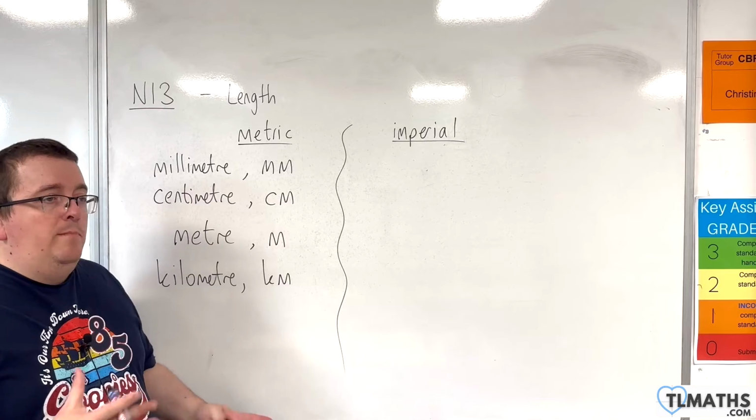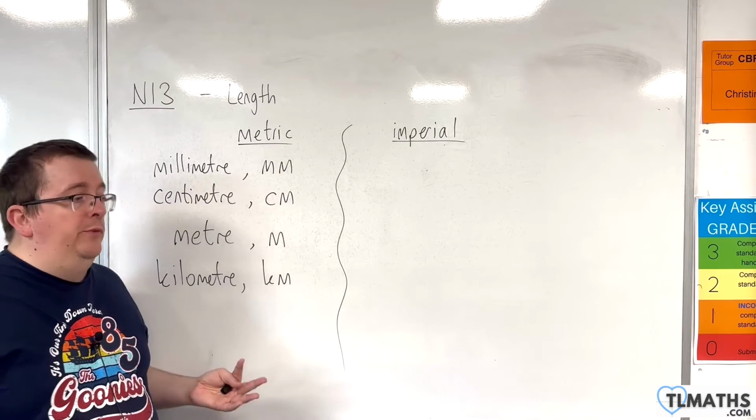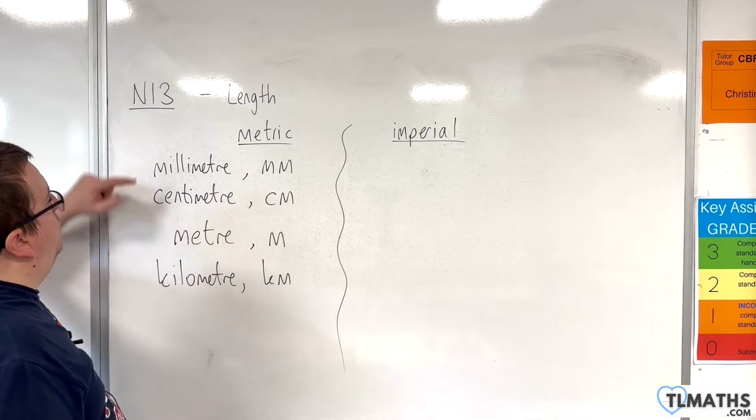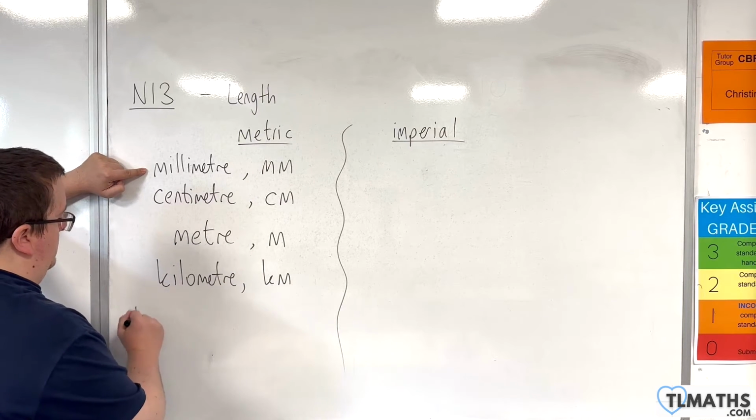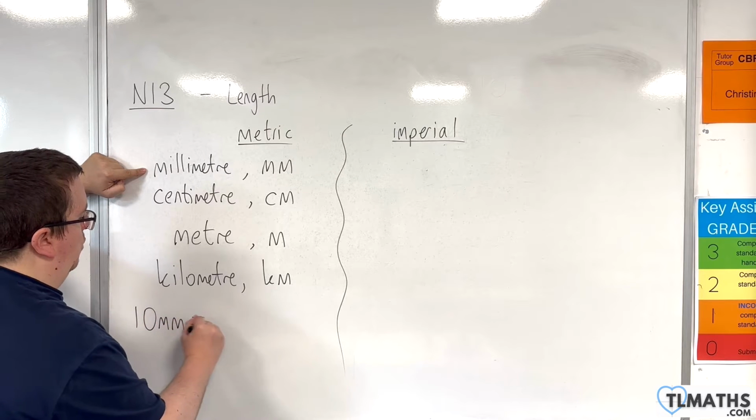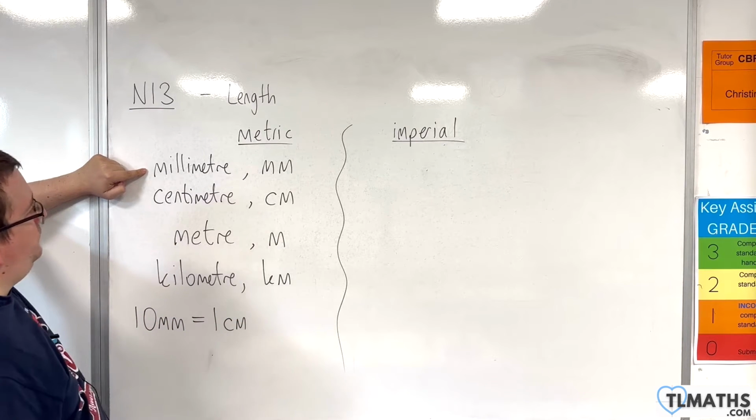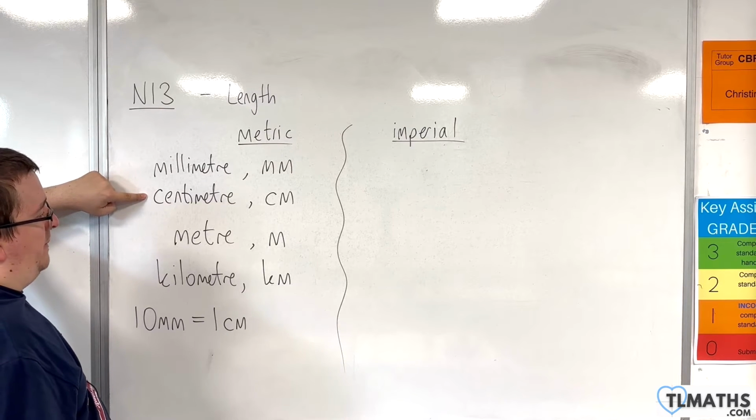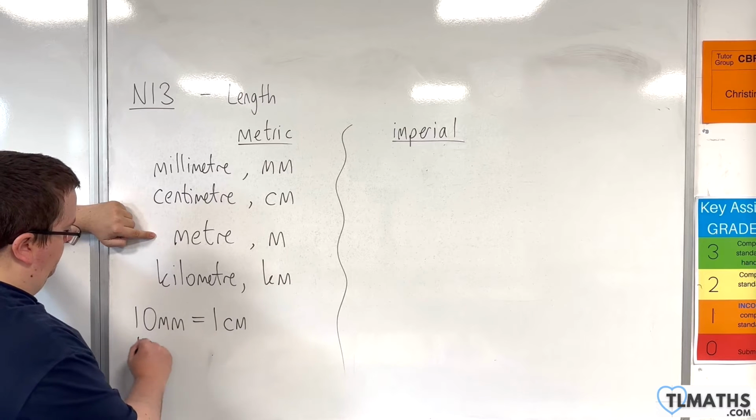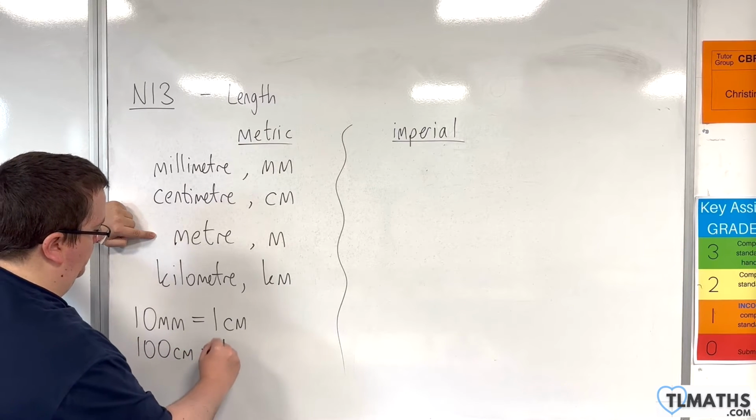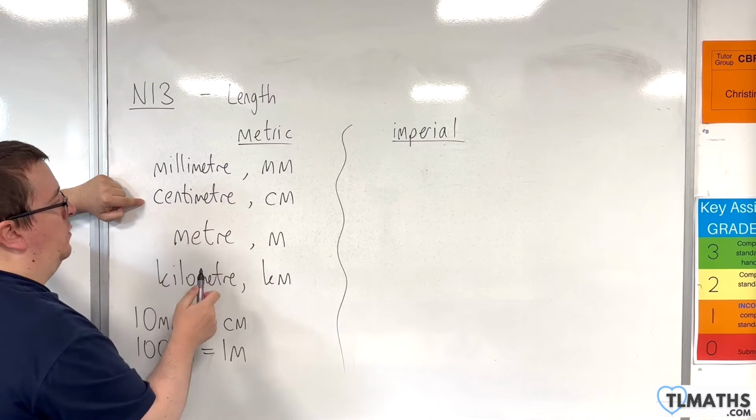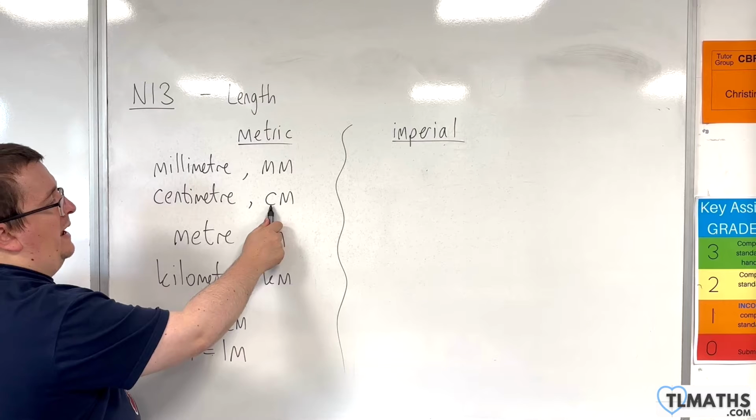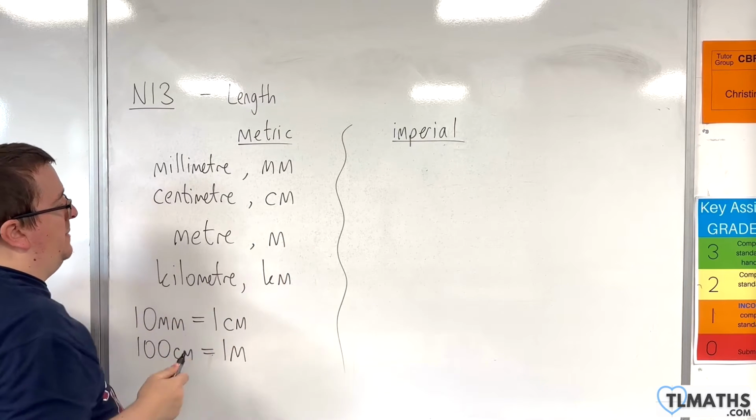So how do we convert between these? Well, just as we did with maths, it's all down to multiples of 10, or powers of 10. So let's start off with a millimetre. Well, there are 10 millimetres in 1 centimetre. So there's 10 millimetres in a centimetre, and there are 100 centimetres in a metre. Cent meaning 100, so like per cent. So we have 100 centimetres makes up the metre.